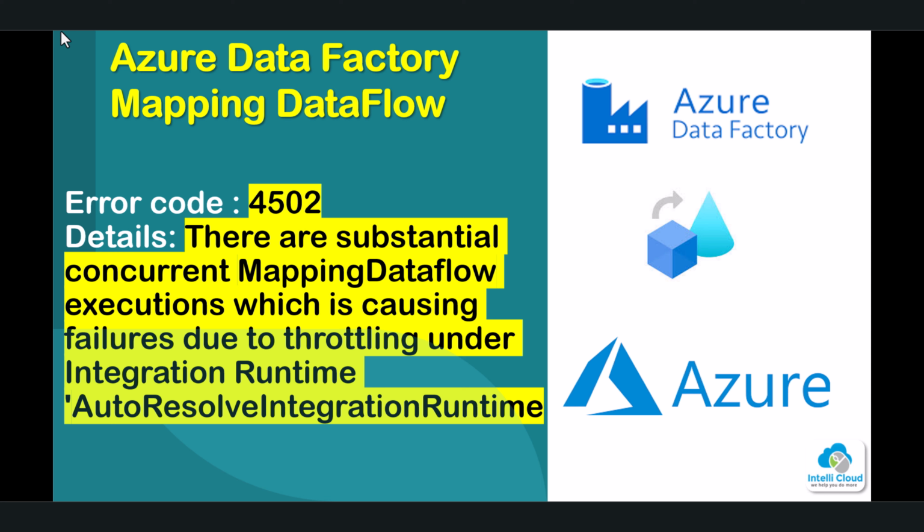Today I am going to discuss a common issue that occurs when creating mapping data flow and running it in debug mode. Sometimes we encounter an error like error code 4502. There are substantial concurrent mapping data flow executions which are causing failure due to throttling under the integration runtime called AutoResolveIntegrationRuntime. First, we will experience the issue, then we will check how we can get rid of it to run our mapping data flow in debug mode.